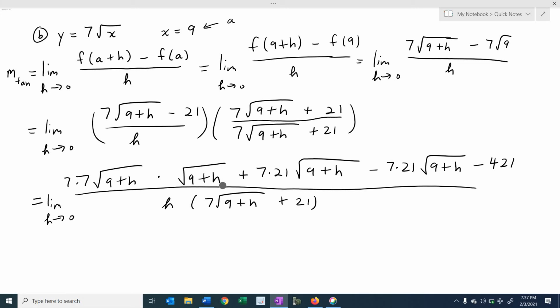Okay, so to sort of finish this off now, these of course cancel out, right? Because they're opposite in sign. And here we get 49. 7 times 7 is 49, but then the square root times the square root leaves you with 9 plus h. Okay, minus the 441 all over this on the bottom.